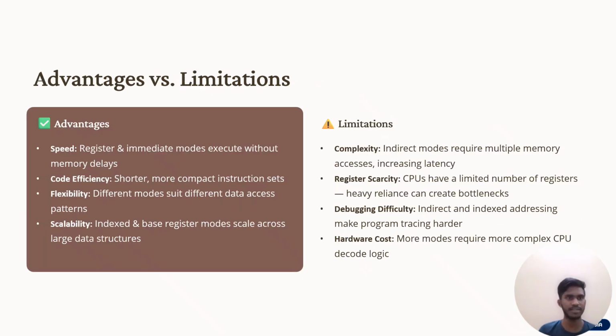Advantages versus limitations. Advantages. Speed. Register and immediate modes execute without memory delays. Code efficiency. Shorter, more compact instruction sets. Flexibility. Different modes suit different data access patterns. Scalability. Indexed and base register modes scale across large data structures.